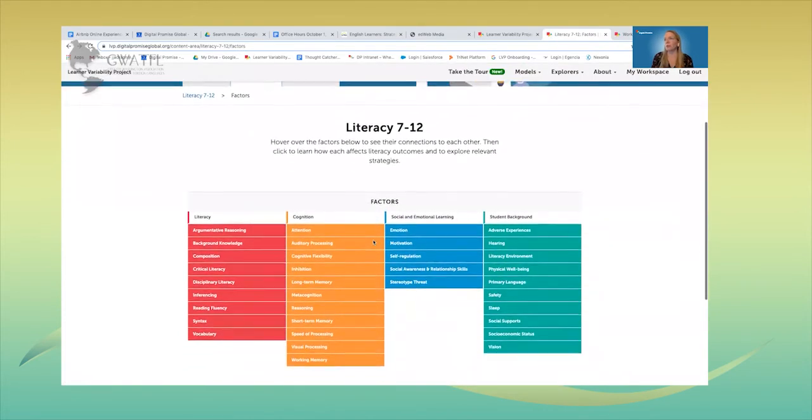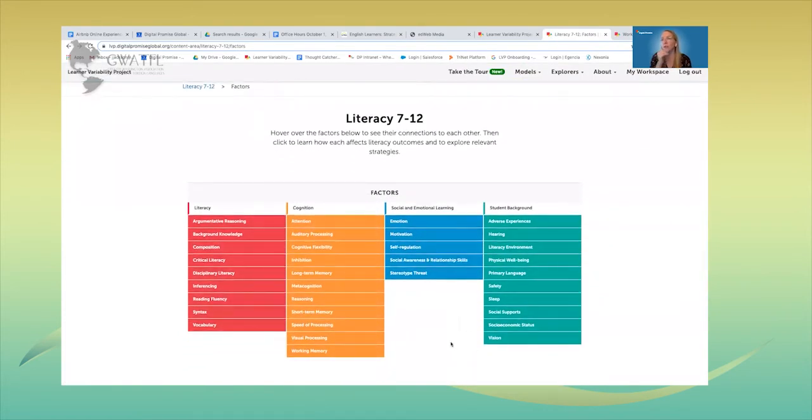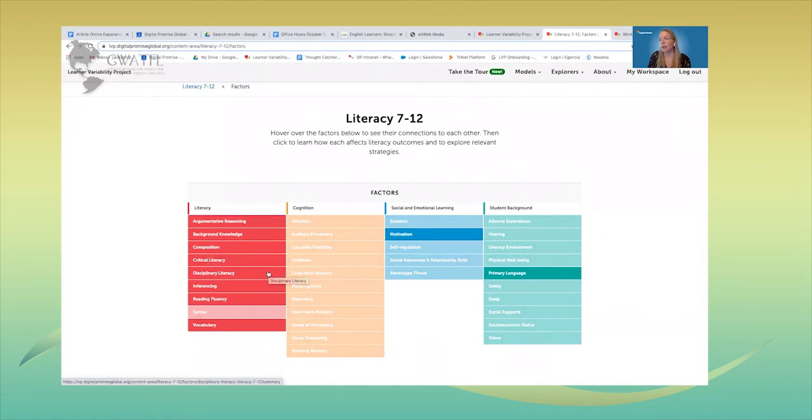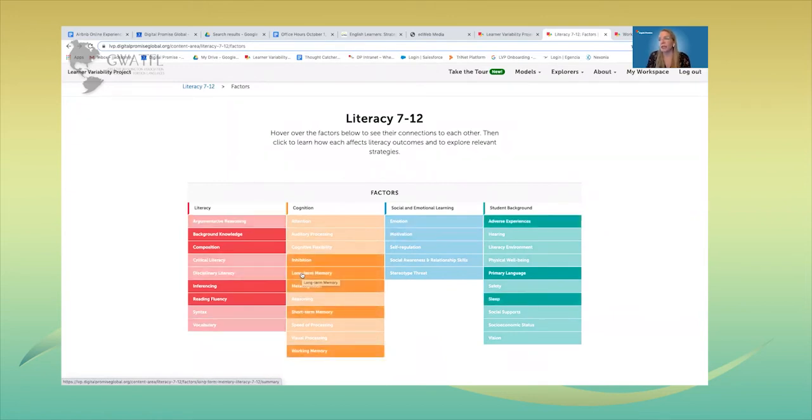And as I mentioned before, it is across a whole child framework, so you can see where we have the content factors, the cognition factors, the social and emotional factors, and the student background factors. Watch what happens as I hover over these factors. You can see how different ones light up. These are highlighting the factors that are connected.